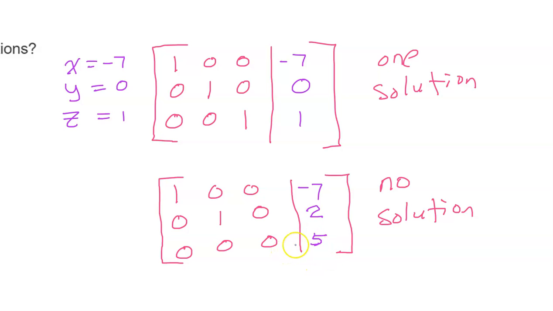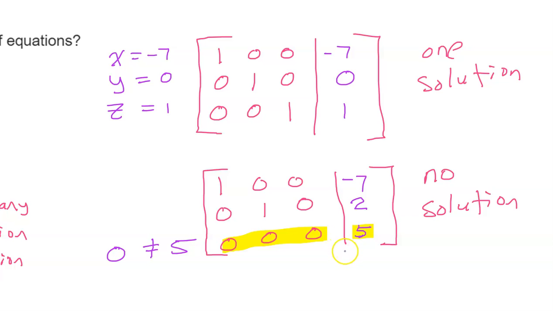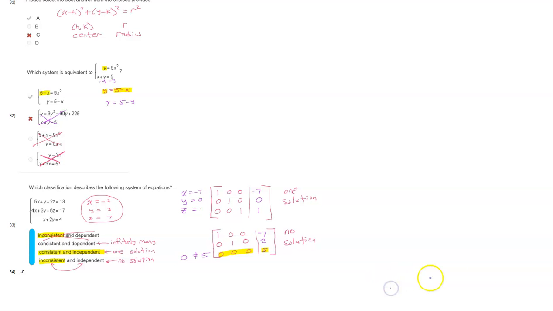Okay? Because this tells me that, and really I'm just looking at the bottom row is where the problem happens. Because these are all zeros, that means there are no variables here. That means this is literally 0. So this is telling me that 0 equals 5. But that doesn't make any sense. 0 does not equal 5. That's why this is no solution. Okay, so it's all about that bottom row.